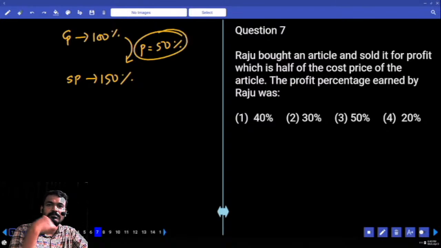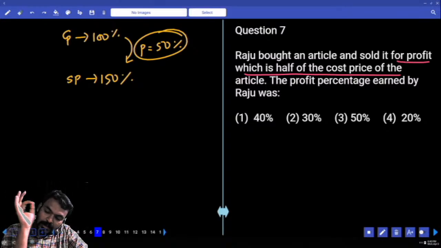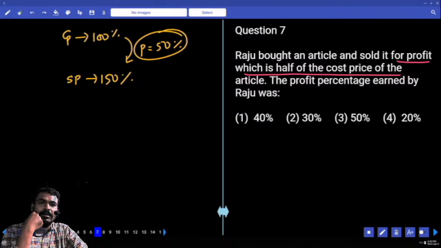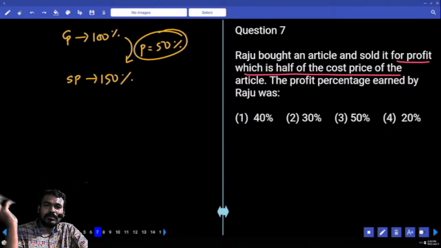50%. If you take cost price as 100%, it is sold for profit or loss? Profit. For profit, which is half of the cost price of the article. If cost price is 100%, half means 50%. Profit value 50% means the answer is 50%.